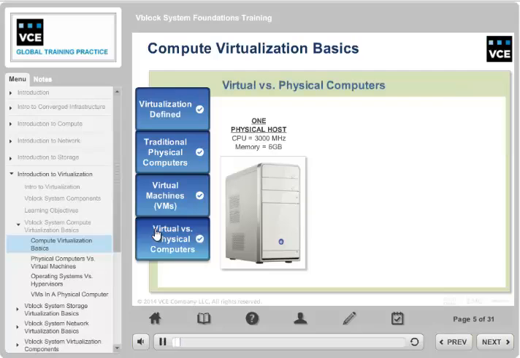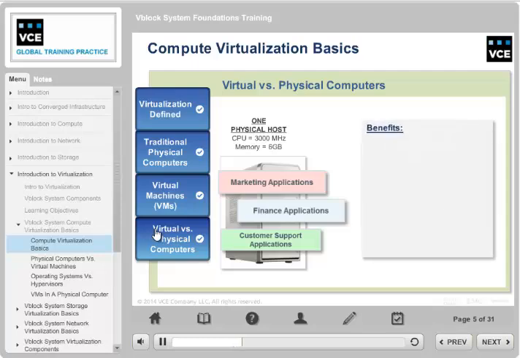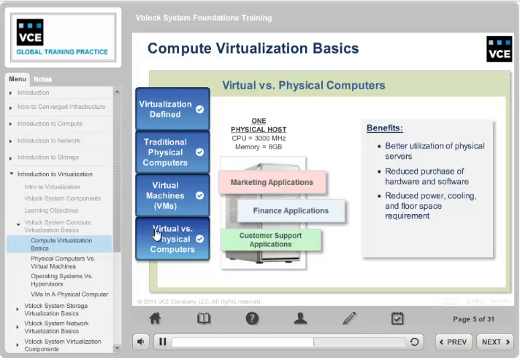Running applications on dedicated physical hosts can be expensive on many levels. In our scenario, all of the marketing, finance, and customer support applications can run on their own virtual machines, all residing on a single physical host. The benefits of running virtual machines over the traditional physical servers include more fully utilizing physical hosts and purchasing and managing fewer physical hosts. In addition, running fewer physical hosts means not only reducing spending on the hardware and software, but it also affects spending on power, cooling, and floor space in the data center.